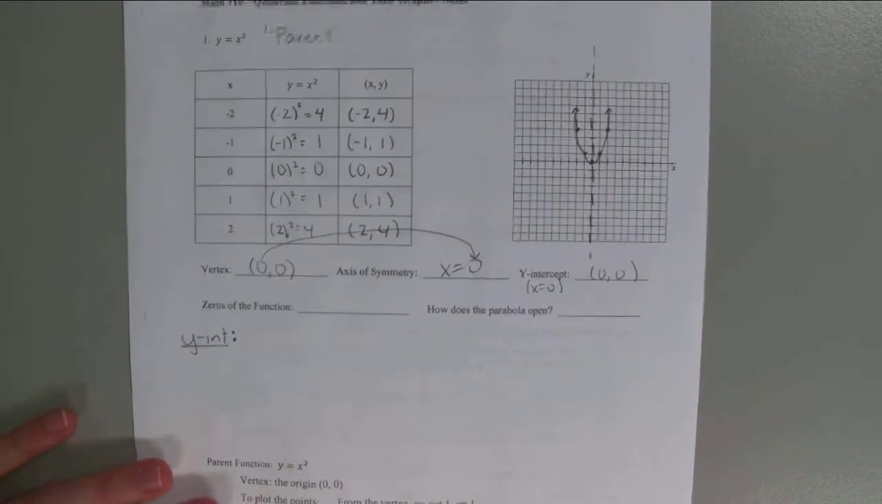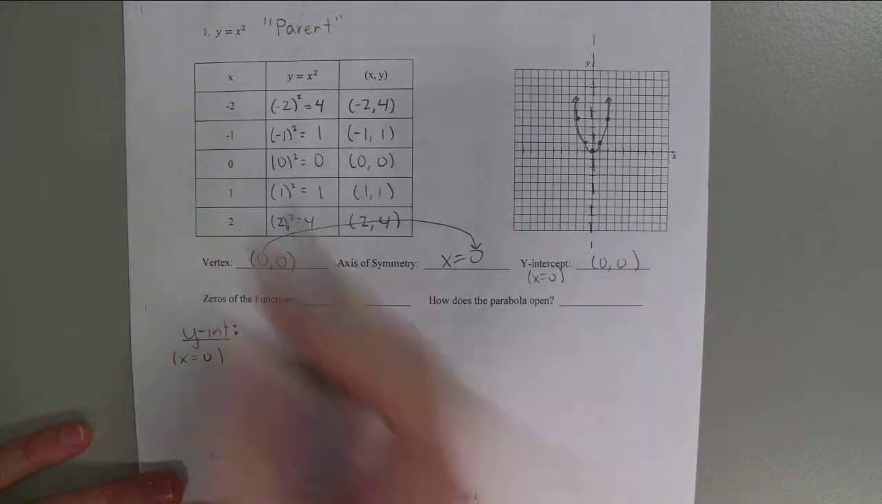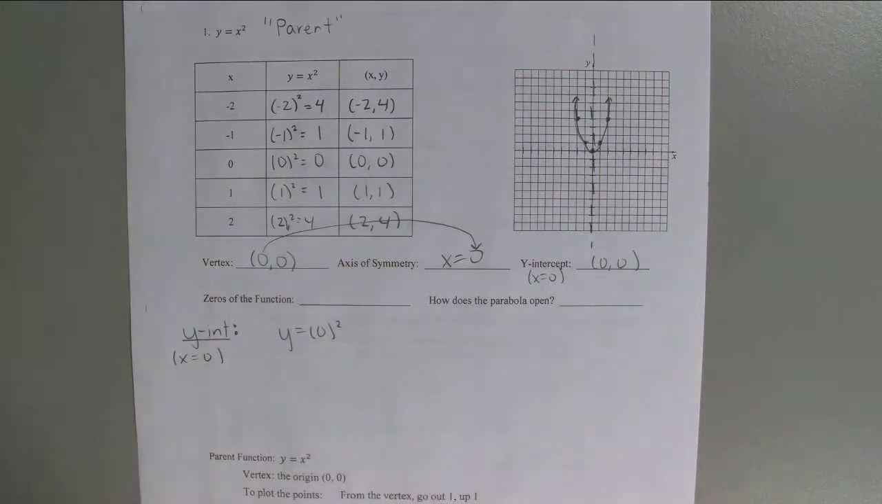How would we find a y-intercept by hand? That is when x equals 0. So in our equation, we put 0 in for x, okay? So what was our equation? y equals x squared. But how do you find a y-intercept?